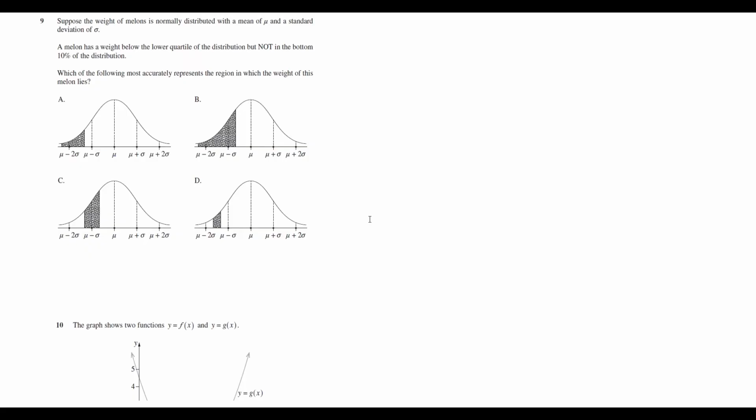Okay, so the key idea here is that it's in the bottom quartile, so that means it's lower than the 25th percentile mark, but it's greater than the 10th percentile mark. This is very dodgy notation here, by the way, but I am going to go with this. So it's greater than the 10th percentile, but less than the 25th percentile.